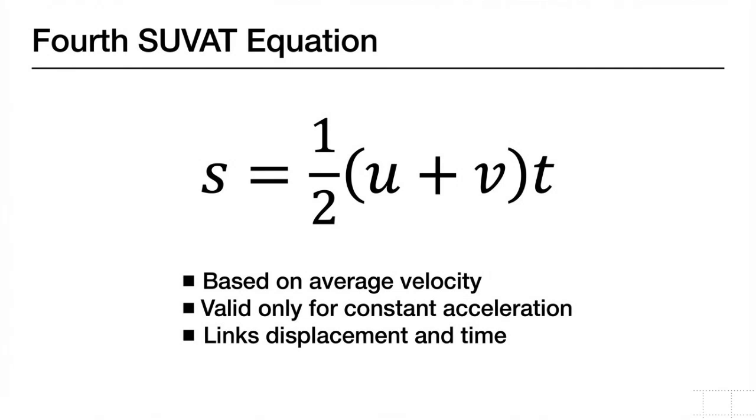This equation shows how displacement can be calculated using the average of the initial and final velocities multiplied by time. It only works when acceleration remains constant, which means the velocity changes at a steady rate. By using this formula, we can directly connect the distance traveled to the duration of the motion, keeping it simple and effective for those conditions.